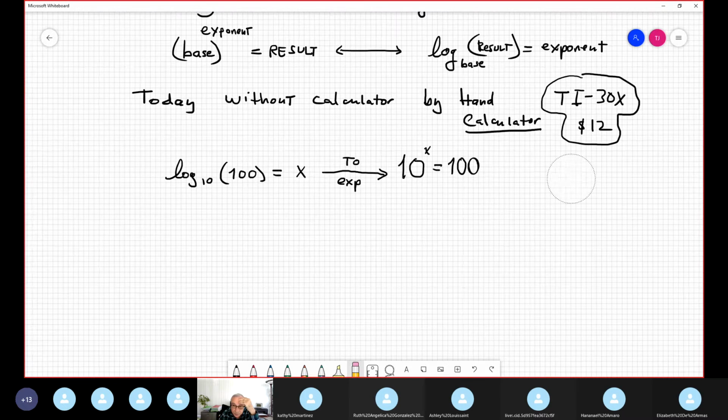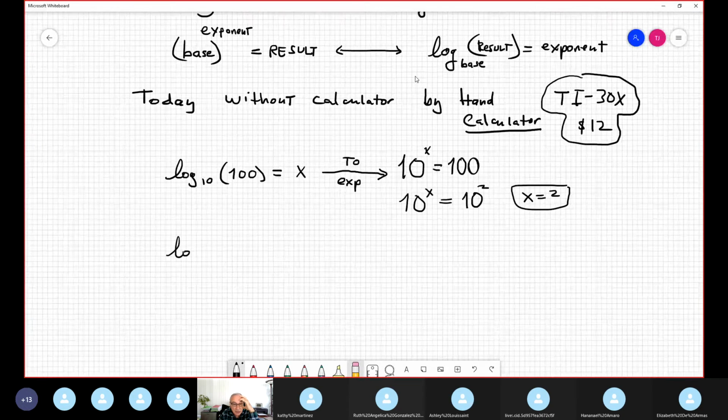Now I have in front of me an exponential equation similar to the exponential equations we were doing before. So 10 raised to the x power is equal to 10 squared, because I know that 10 times 10 is 100. Therefore, we have two exponentials with the same base, and the conclusion is x equals 2. Do you understand this or not? Clear or confusing? Clear.